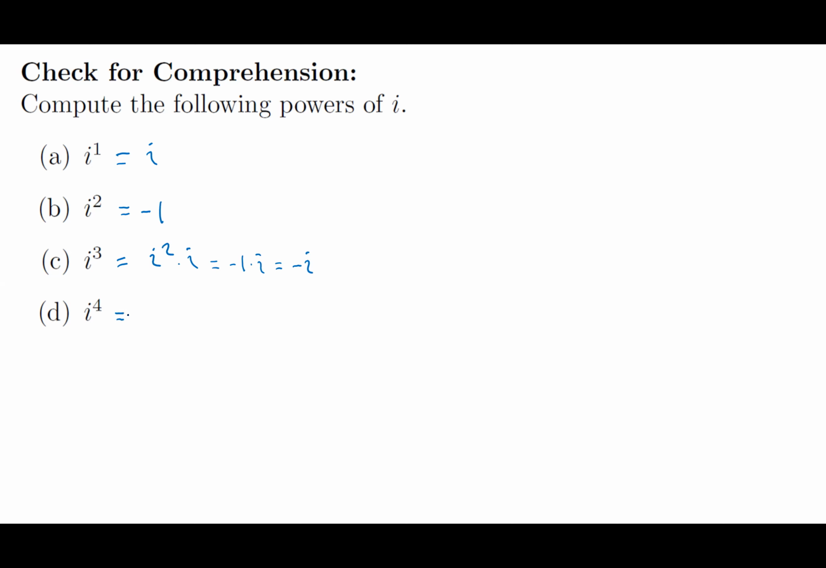i to the fourth is i squared times i squared, which is -1 times -1, which is 1. Okay, so i to the first is i, i squared is -1, i cubed is -i, i to the fourth is 1.